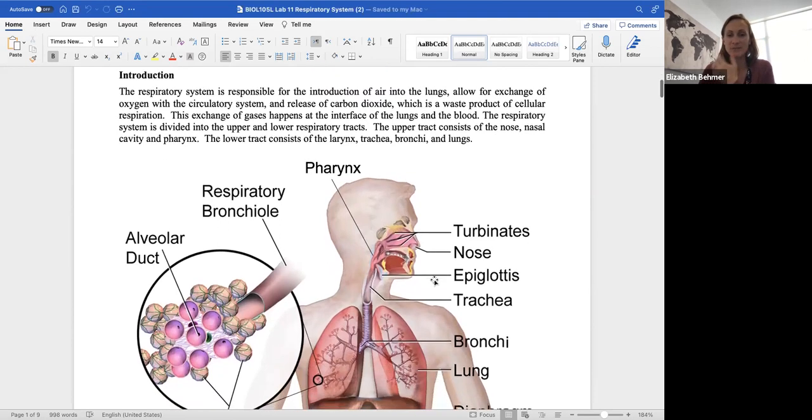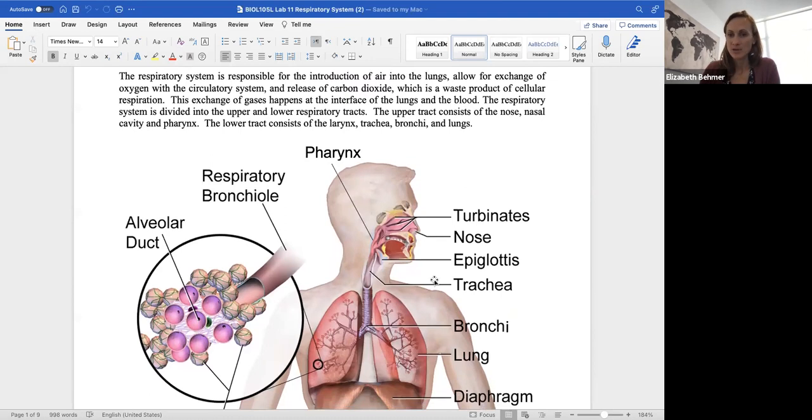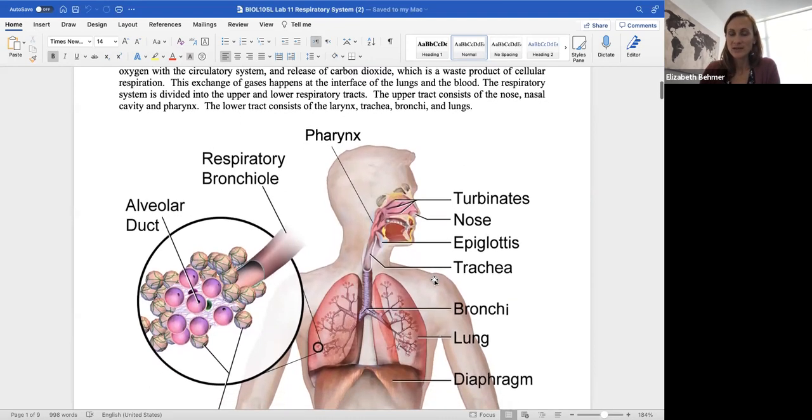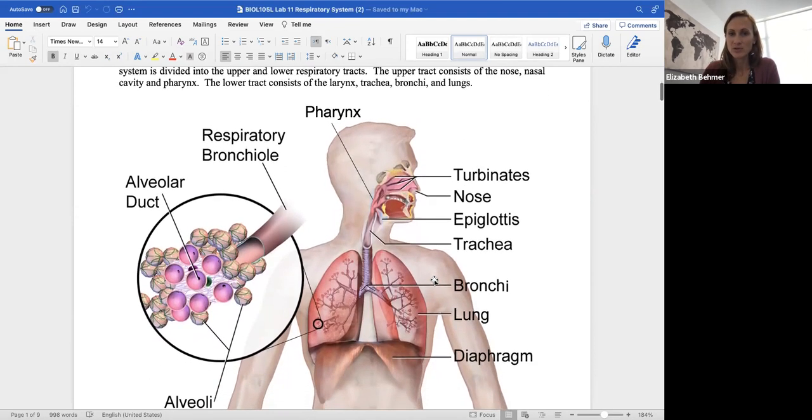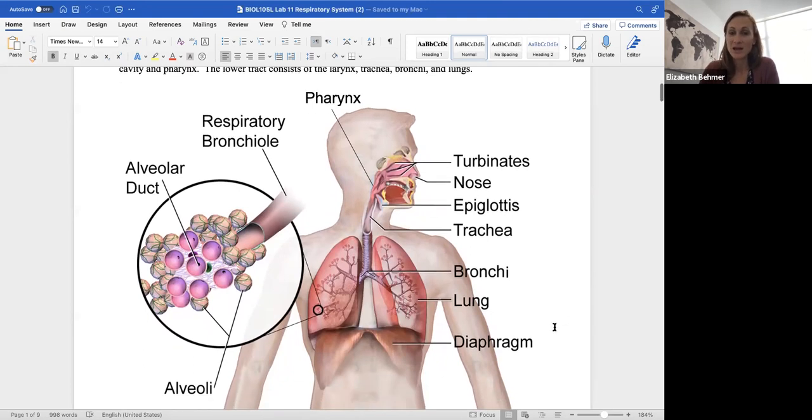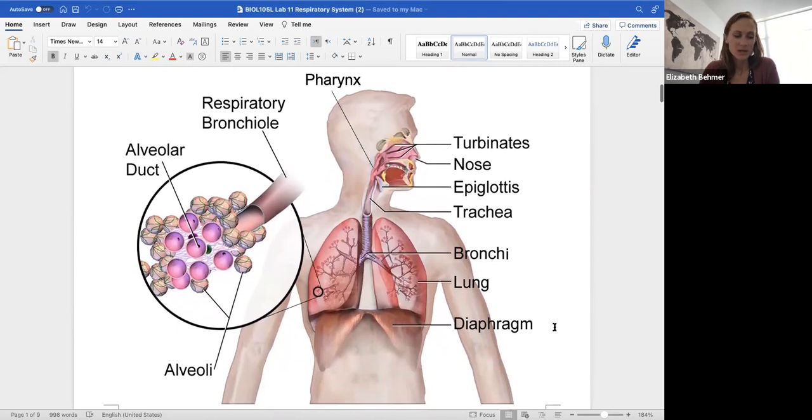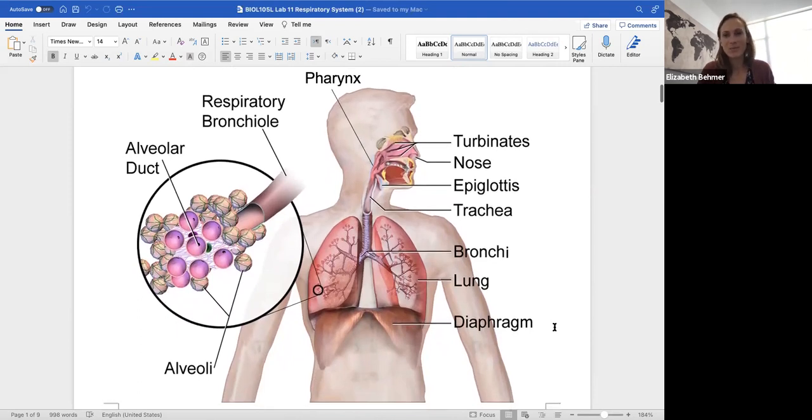The respiratory system is divided into your upper and lower respiratory tracts. The upper tract consists of your nose, nasal cavity, and pharynx, and the lower respiratory tract consists of your larynx, trachea, bronchi, and lungs. So you can see here the parts of the respiratory system are labeled between the upper respiratory tract and lower respiratory tract.